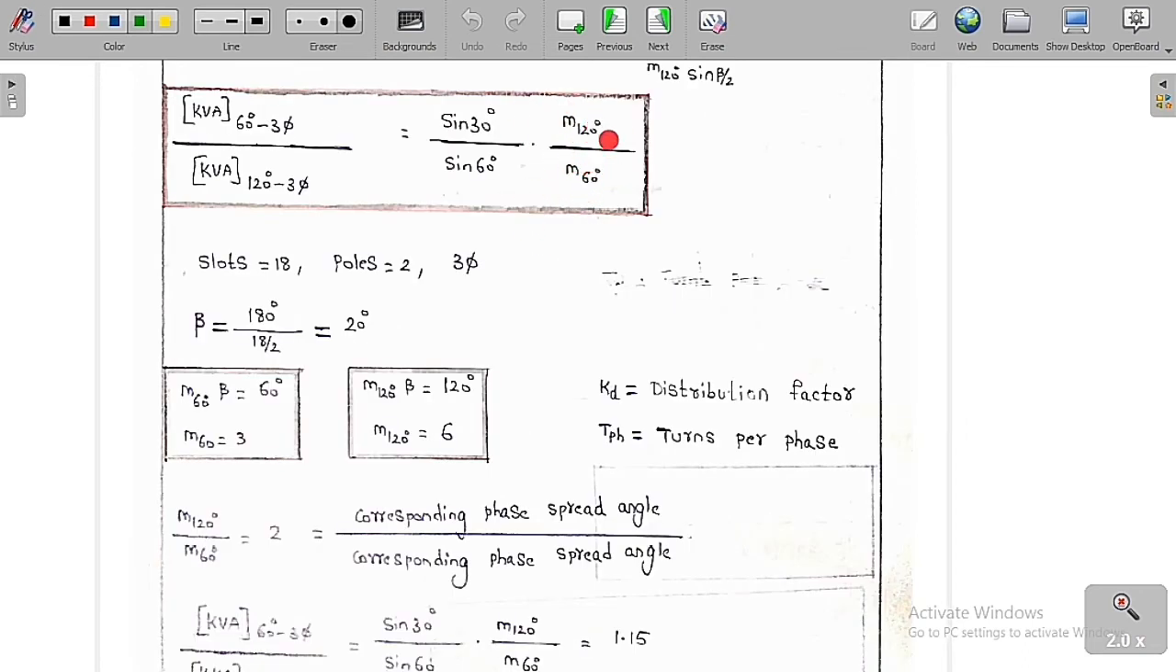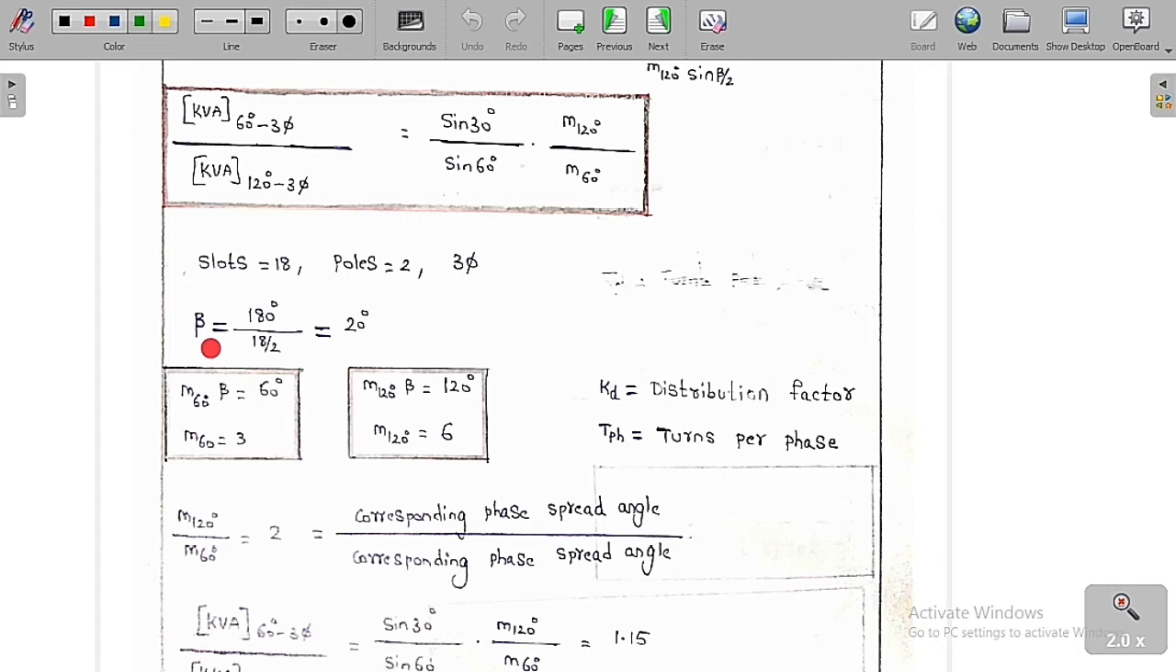Before this, let me do some important example to understand this concept of simplification. Through this we can understand what is the ratio of this one. Suppose let me assume the slots are 18, same thing which you have learned in the previous case. The slots are 18 and the number of poles are 2. It's a three-phase system. Then what is the value of beta?